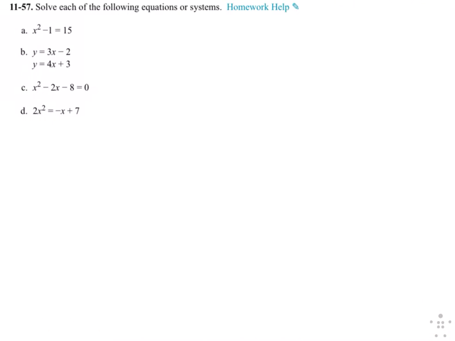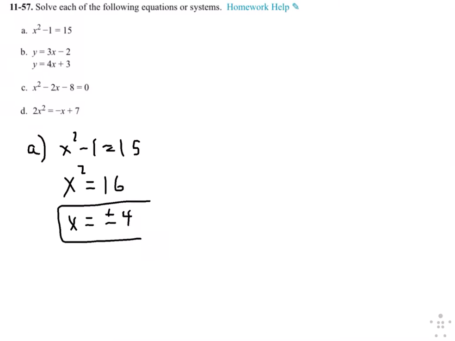Okay, for 57 it says solve the equations or systems, right? So A, we have x squared minus 1 equals 15. I'm going to add 1 to both sides, so I get x squared equals 16. Take the square root of both sides, and I get plus or minus 4, right? So there's A.